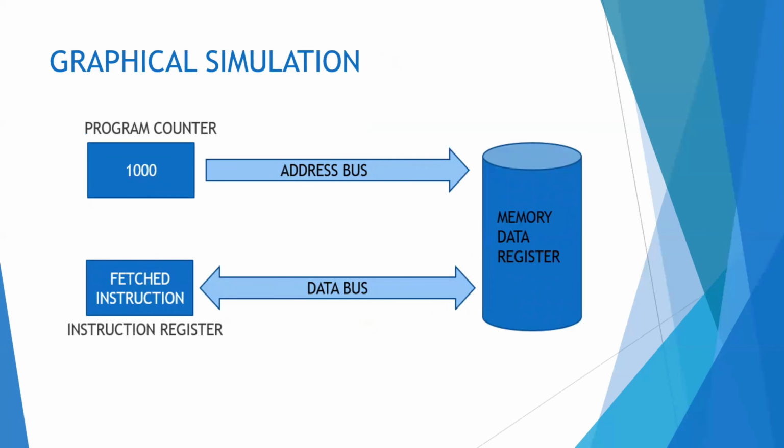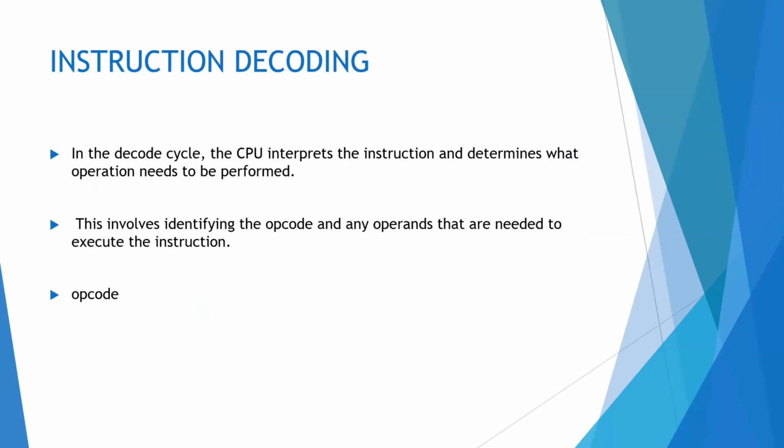Here is the graphical simulation which shows the CPU copying the address from the PC to the MAR through the address bus and reading the data. This data is then stored in the MBR, and after that, it gets stored in the instruction register.